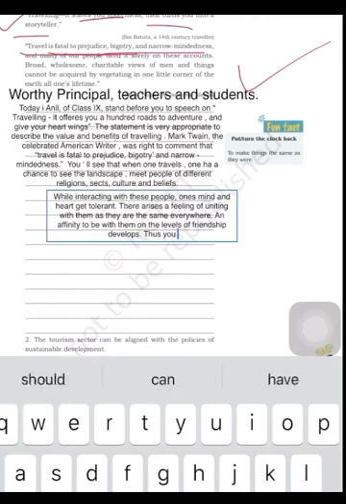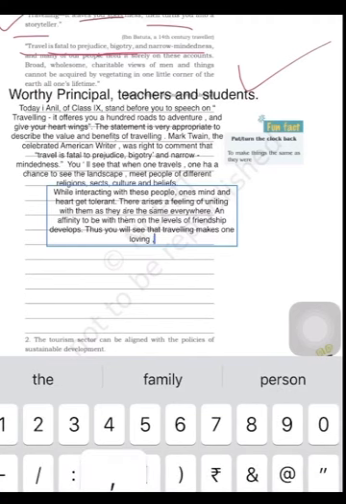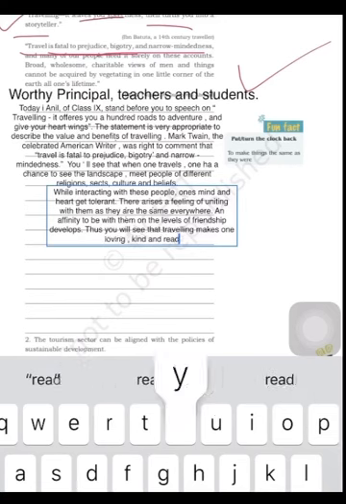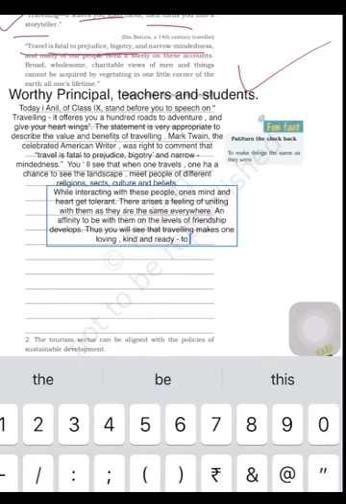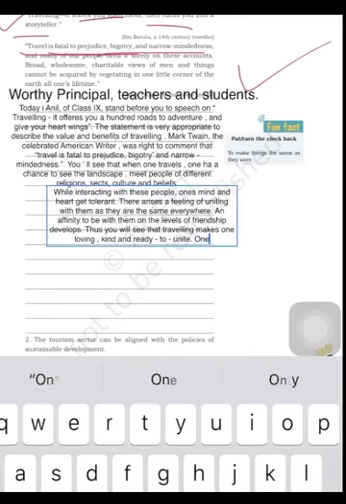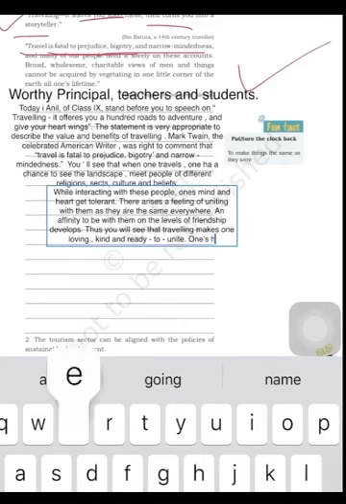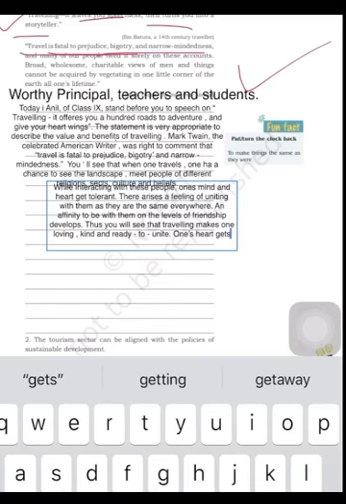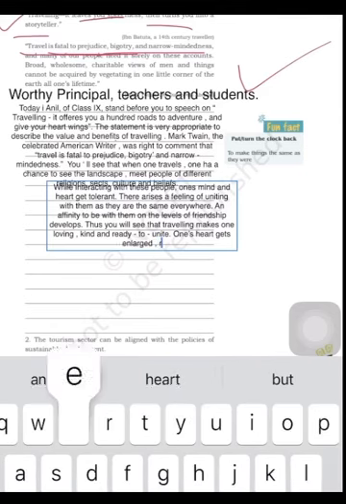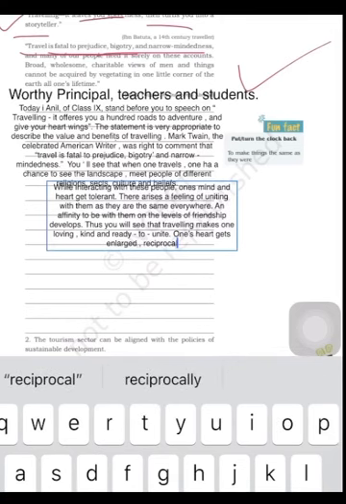Thus, you will see that traveling makes one loving, kind, and ready to unite. One's heart gets enlarged, reciprocal and sympathetic.